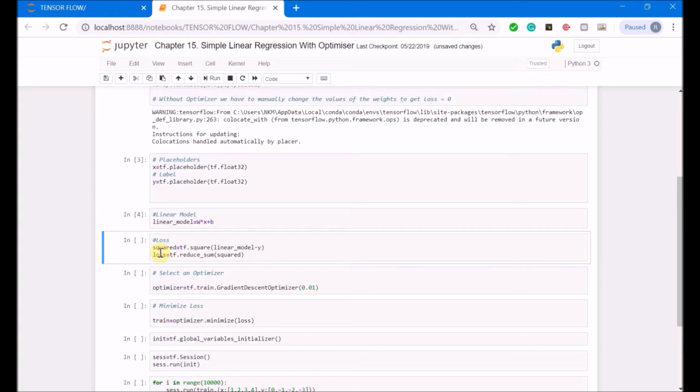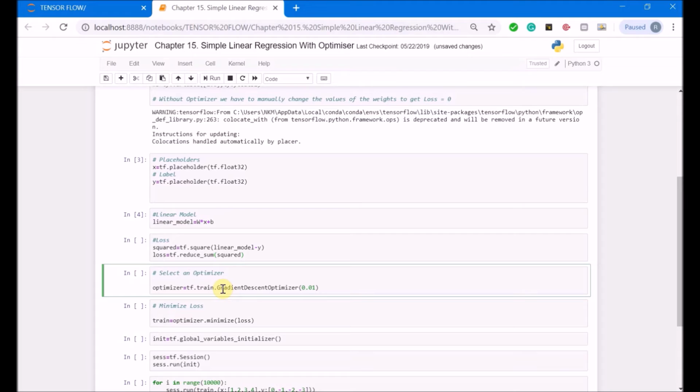After that, by passing the value of squared and using the method tf.reduce_sum, we will get the value of loss. 0 means it fits perfectly. If the value of loss is a large number, then we don't have the right values, and slowly, using regression, it is trying to find the best loss possible. Now there you go, selecting an optimizer.